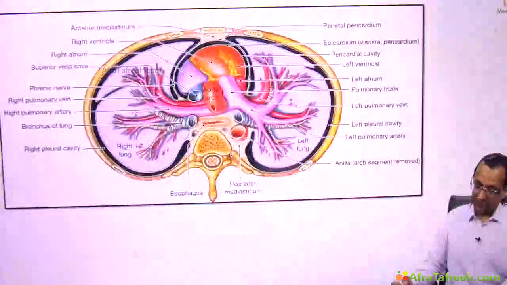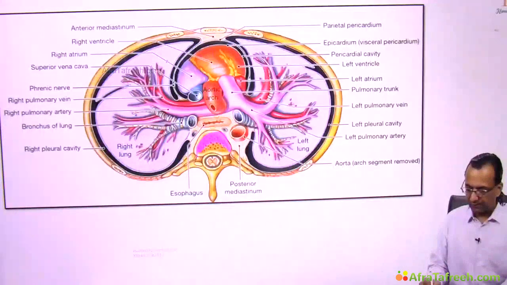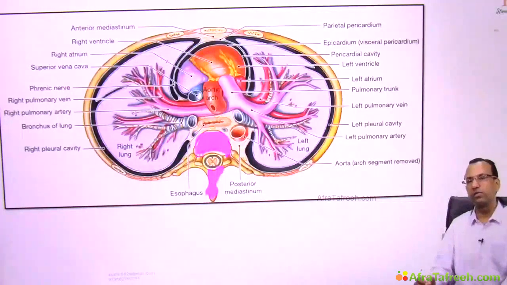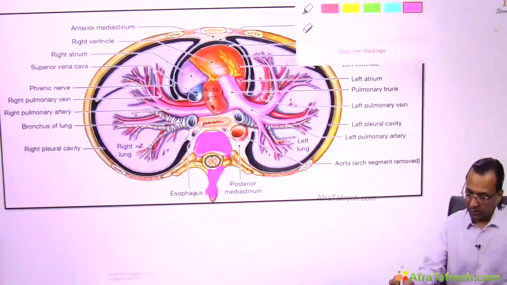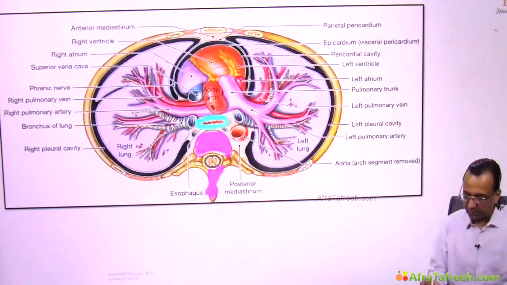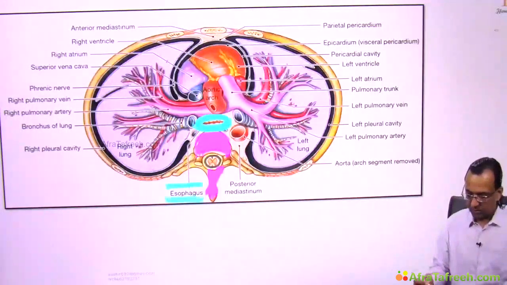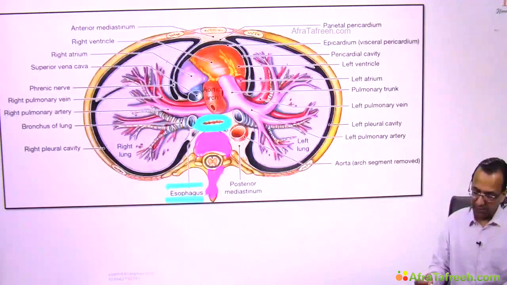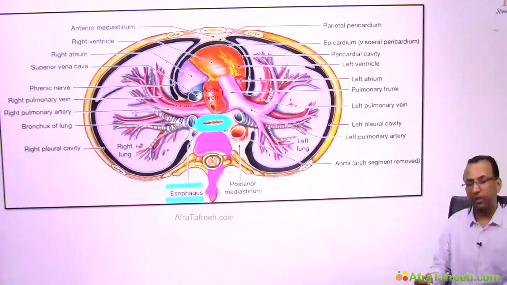Let us magnify. See, this is the vertebra posteriorly, with the spine of the vertebra posteriorly. What is in front of the vertebra? It is the esophagus. Then what is in front of the esophagus? If you say in front of the esophagus, then you have to look at the hilum of the lung now.